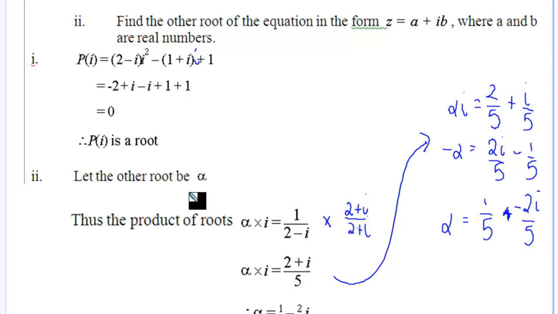So because it's a quadratic, we really only have to find one more root. So the product of the roots, alpha plus i times i, would be equal to 1 on 2 minus i, because it's c on a. We can simplify that one to get 1 times 2 plus i over 2 plus i to give us 2 plus i on 5, which means the value for alpha would be 1/5 minus 2/5 i. So there's our complex number there.